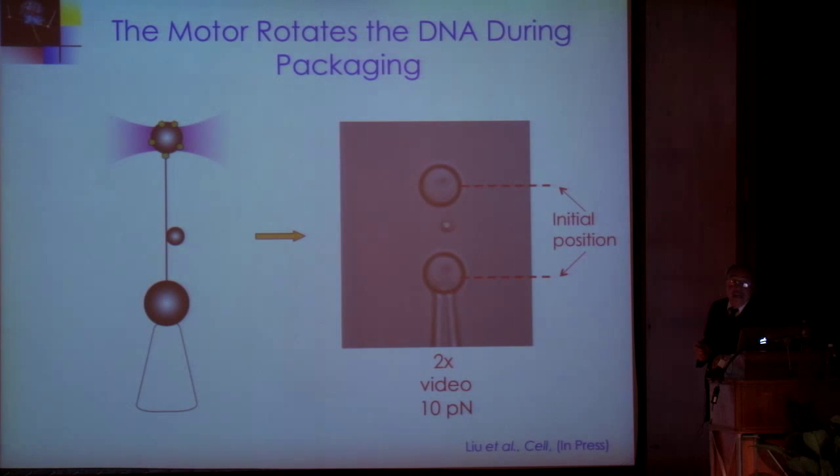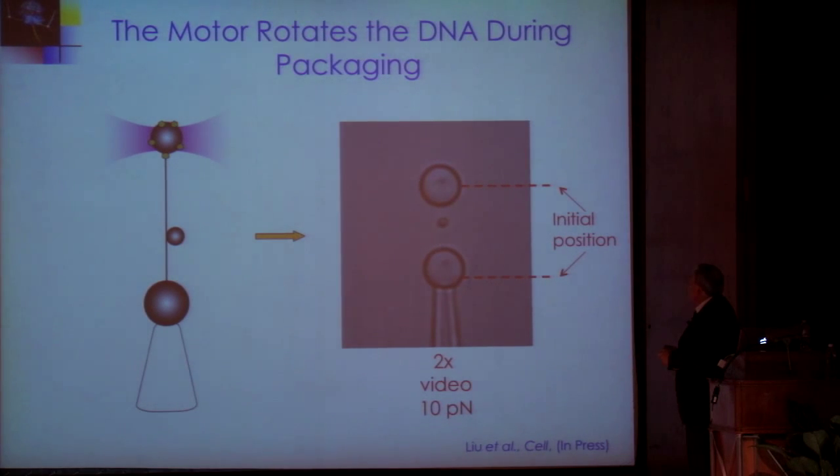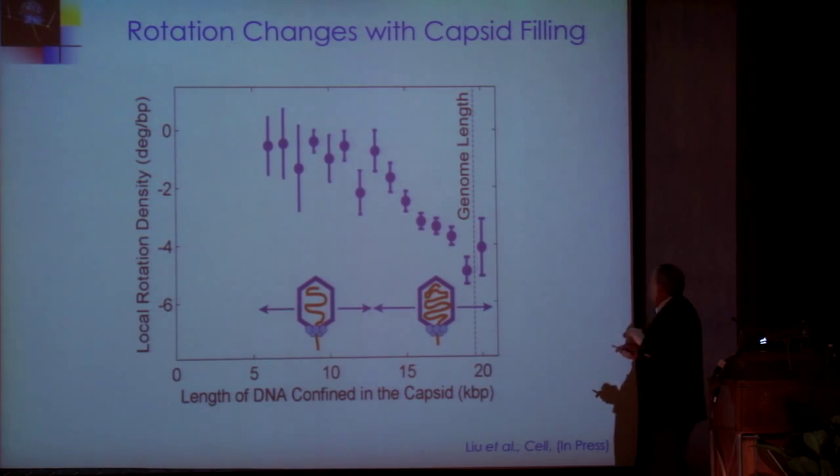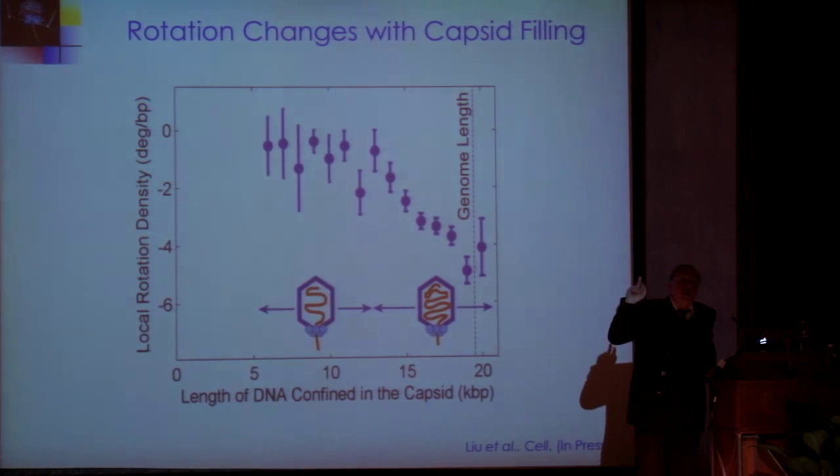You see that as the packaging proceeds, the little bead is rotating, indicating that this molecular machine is pulling the DNA and rotating the DNA, apparently. Okay? So, this was very nice, but we found the following, that the amount of rotation per base pair packaged varied with the amount of DNA inside the capsid. And immediately, someone came and told me, I bet the motor is not rotating the DNA.